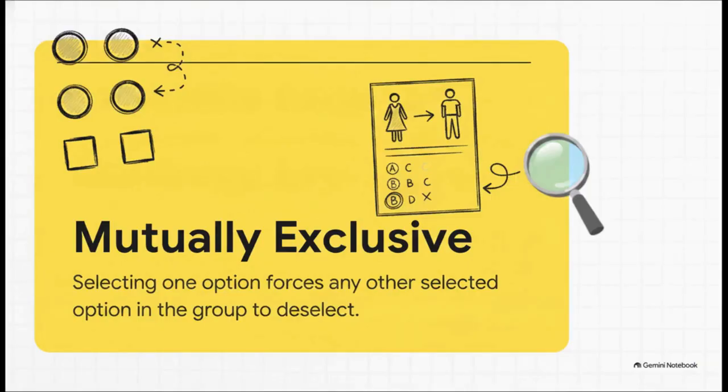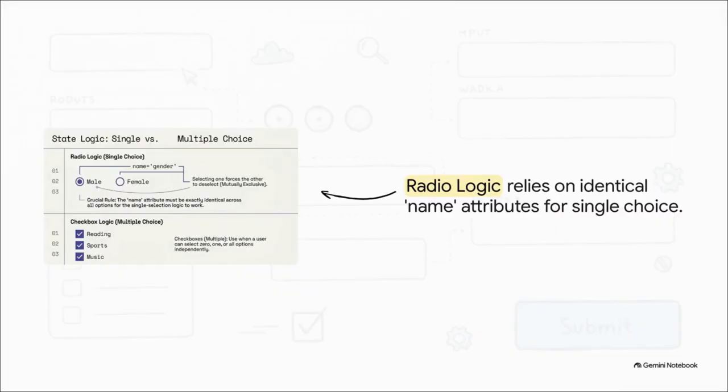So when we need to strictly limit what a user can choose, we rely on a concept called mutually exclusive state logic. All this means is that within a specific group, selecting one option automatically forces any previously selected option to deselect itself. Think about selecting an exam module. You can only pick one valid answer, right? So we have to enforce that rule strictly in our code. We handle this using either radio buttons or checkboxes.